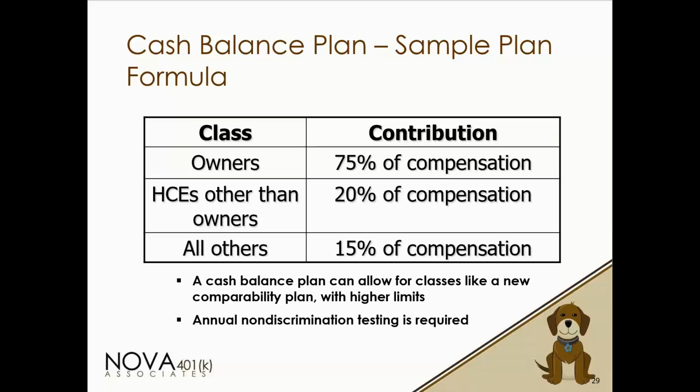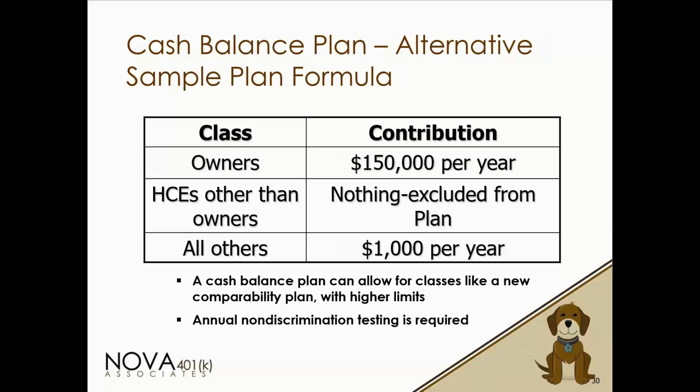Even at $205,000, he couldn't get 75% of pay in a DC plan because he'd blow through that $61,000 maximum annual contribution. So another alternative, as I mentioned, we also do flat dollars, would be $150,000 a year to the owners and $1,000 to the NACs, and nothing to the other HCEs. The benefit of excluding the other HCEs is you have the flexibility to give them additional profit sharing if you wanted to.